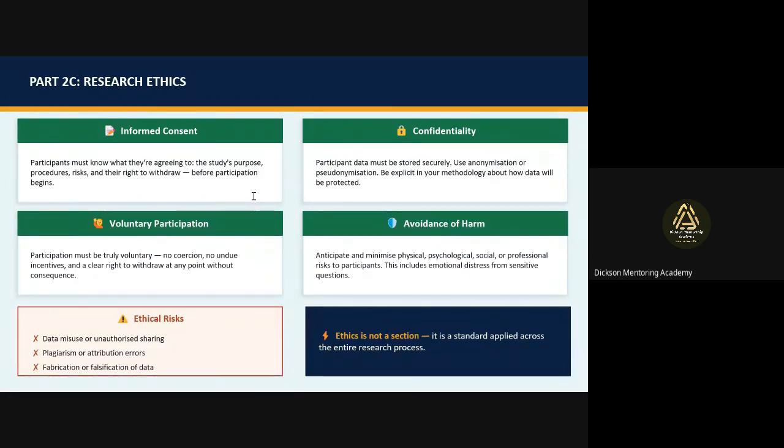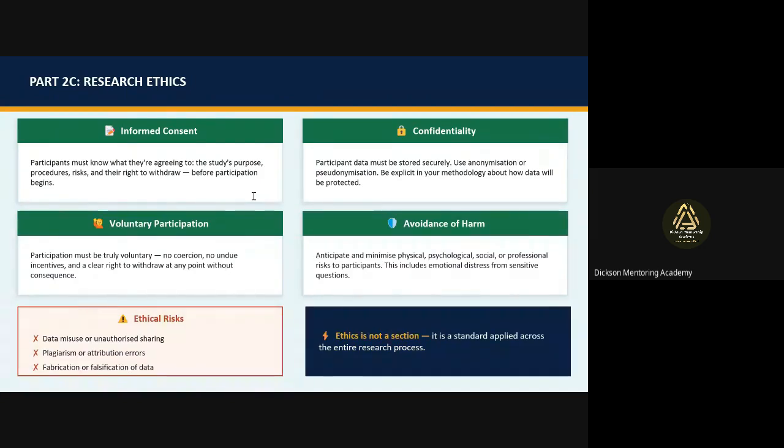Confidentiality is also very important. Participant data must be stored securely. Use anonymization or pseudonymization. Be explicit in your methodology about how data will be protected. You can't do research on, maybe, HIV in a community and begin to mention names of people. So participant data must be confidential, and that is very, very important.